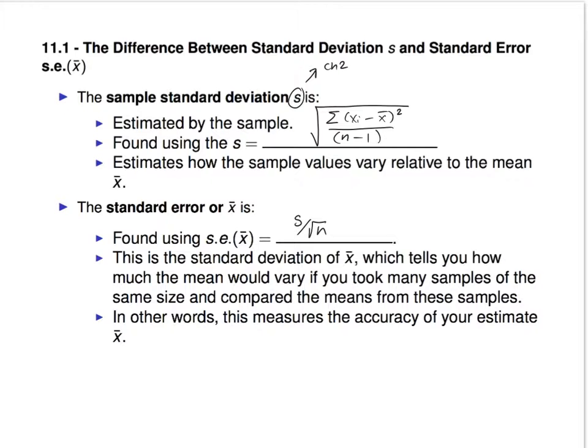But you get that this S is always bigger than the standard error? Okay. So this tells you how much variation you have in samples of the same size versus just how much variation there is going to be in your population.